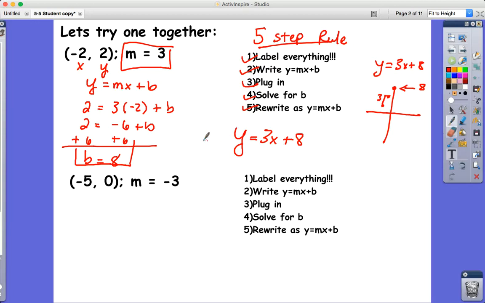Okay, everybody? Let's do another one. Okay, label everything. x, y. I should check them off as I go. All right, write y equals mx plus b. Yes, you have to write it.